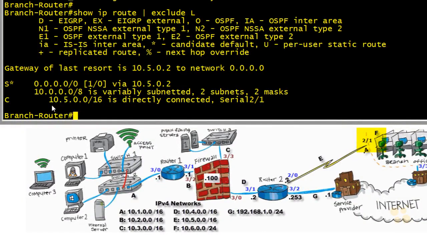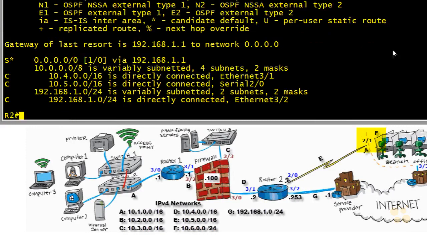So at the moment, it's got the 10.5 network, which is the serial link between itself and R2, and it also has the default route that says it should use R2 if it ever needs to forward a packet out to the internet. So with these default routes in place, let's go down to router 2 for a moment.